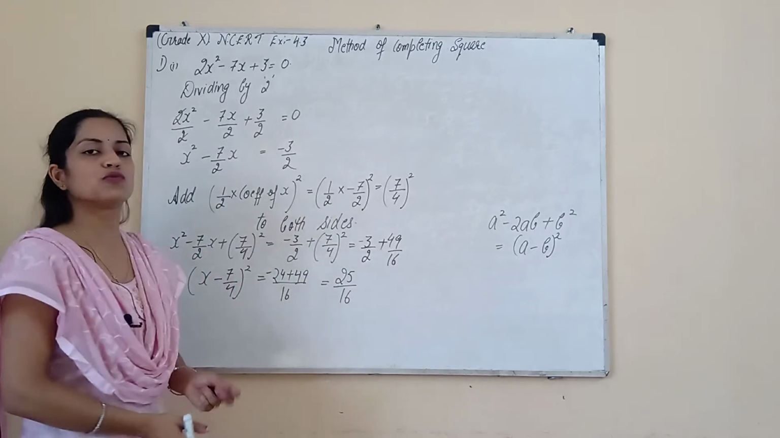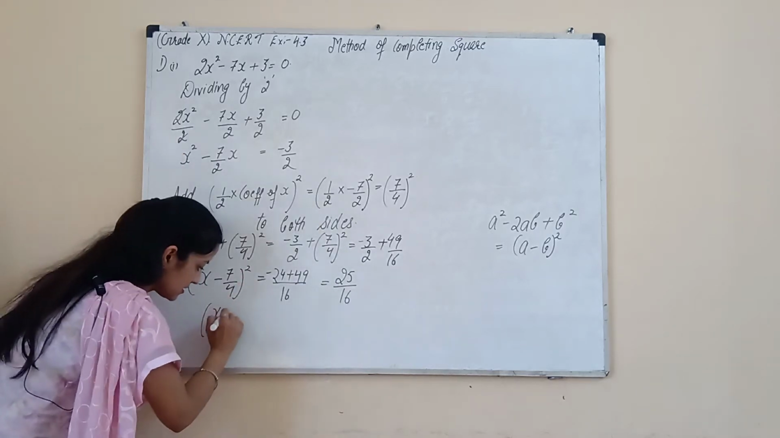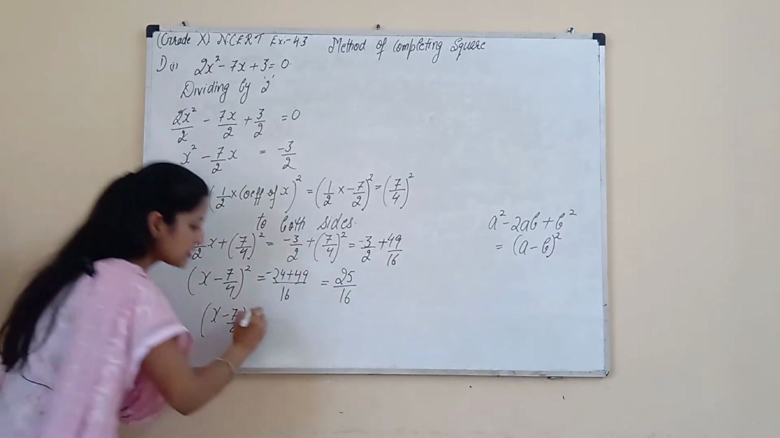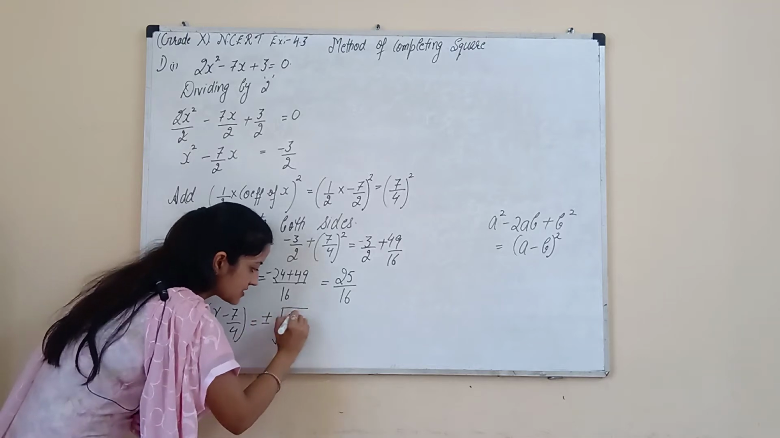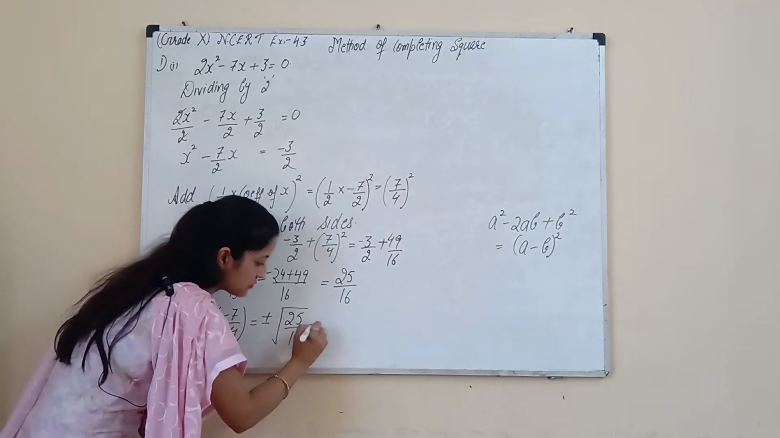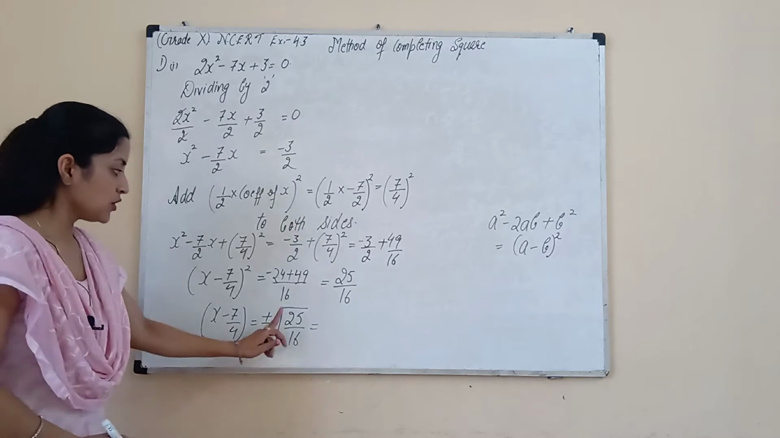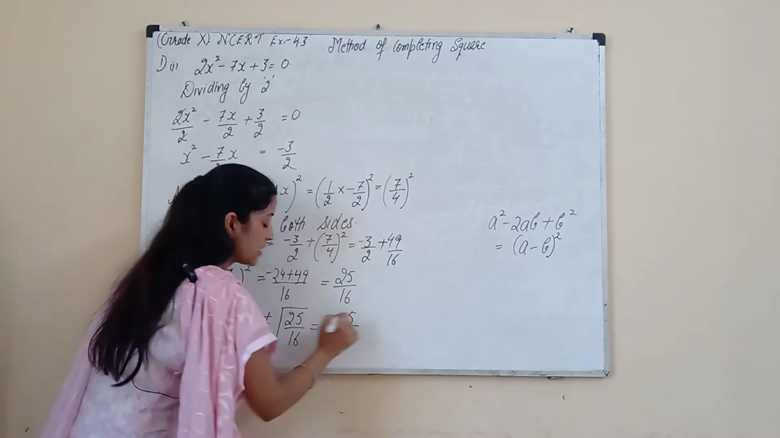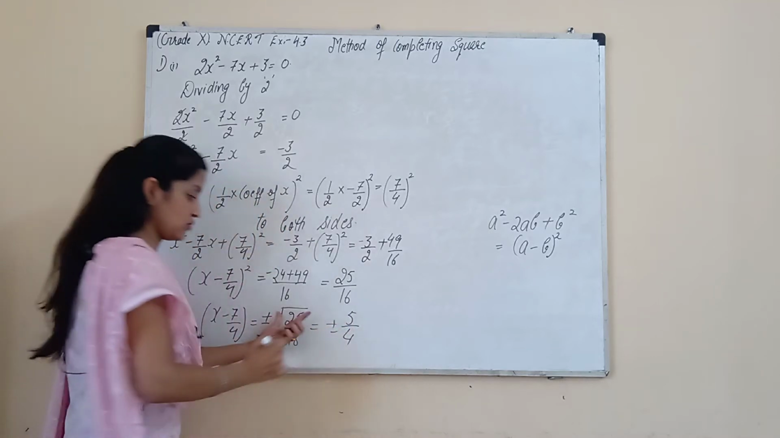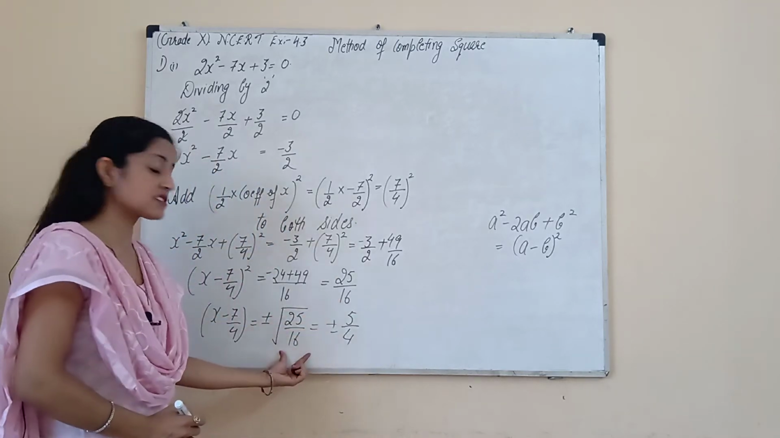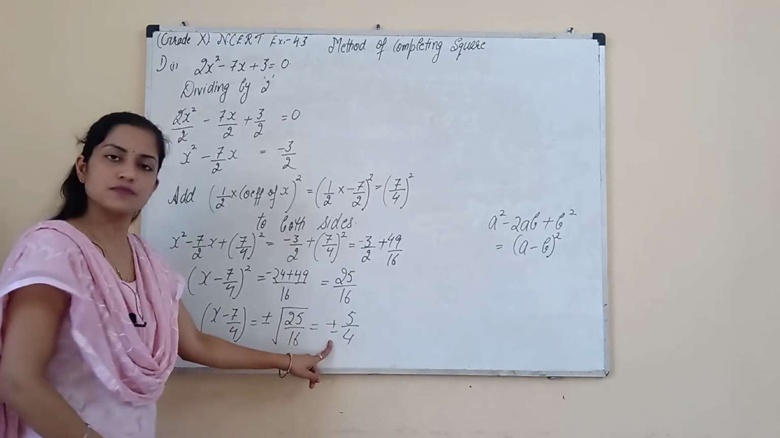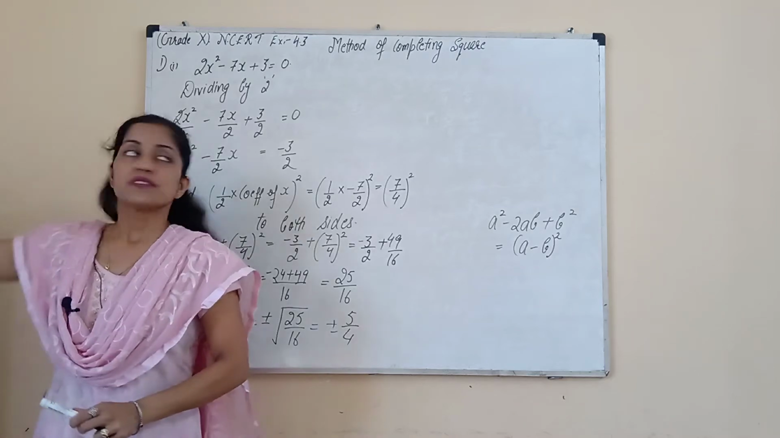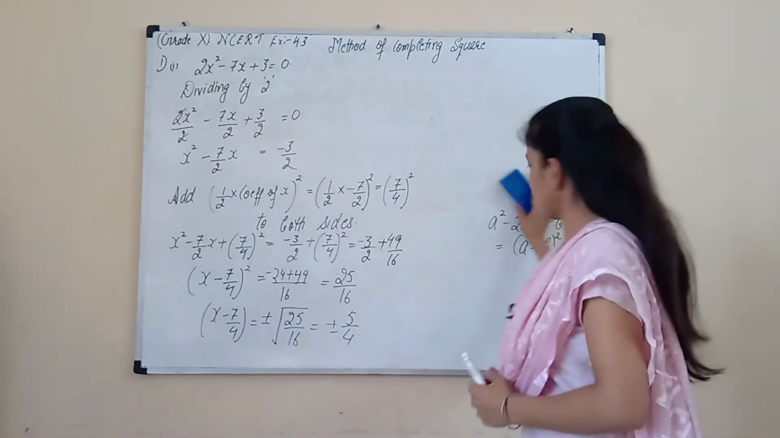First of all, we have to remove the square. It becomes without square. On the right hand side it becomes plus minus, with a negative sign also, and root of 25 upon 16. What is the root of 25? Root of 25 is 5 and root of 16 is 4. We have two terms, positive 5 by 4 and negative 5 by 4. So next we have to find the values of x.